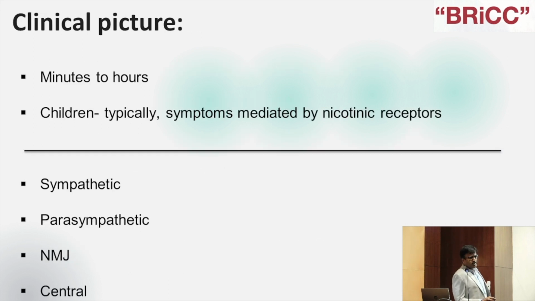Clinical picture: it can happen, as you know, depending on the compound, in minutes or hours. One minor point about children is that, for some reason, they tend to show more nicotinic clinical features than muscarinic, whereas in adults we normally see muscle weakness. So sympathetic, parasympathetic, neuromuscular junction, and because most chemicals cross the blood-brain barrier, you also see central effects.